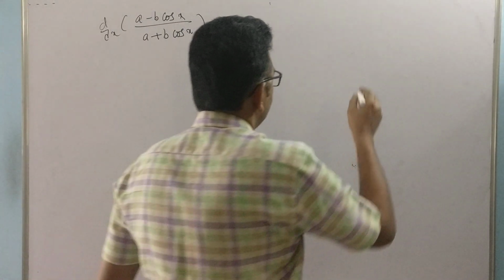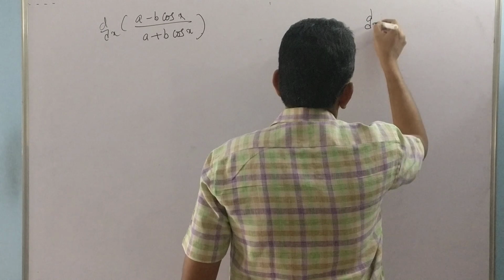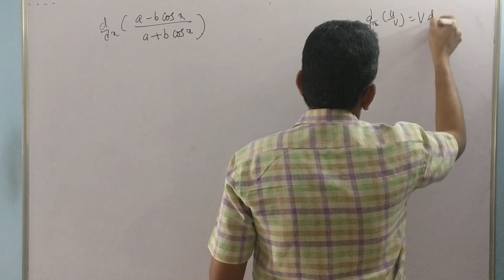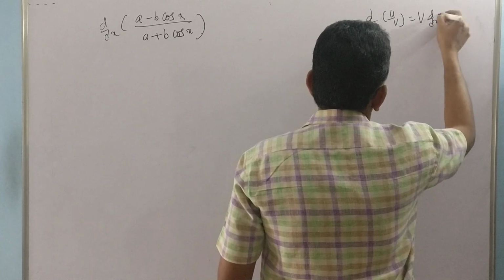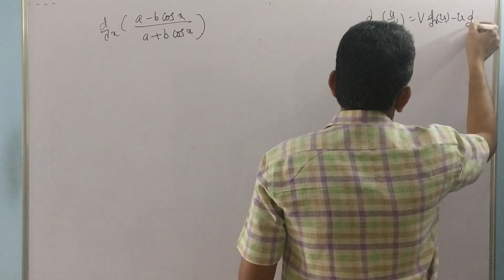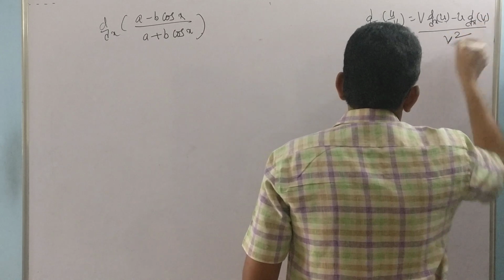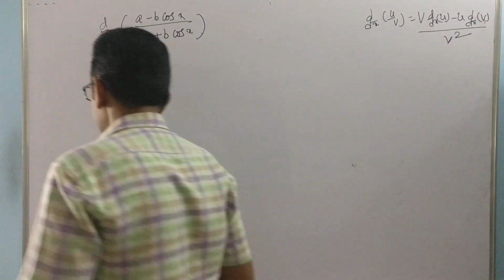So this is the derivative of u by v form. Derivative of u by v is v into derivative of u minus u into derivative of v, by v square. So this is the derivative.